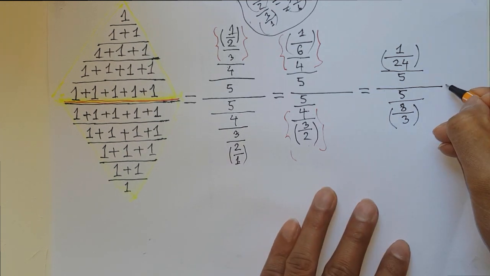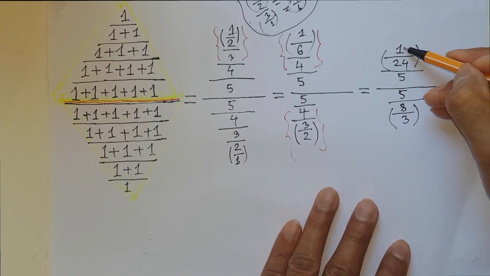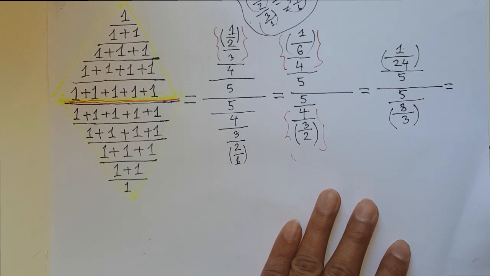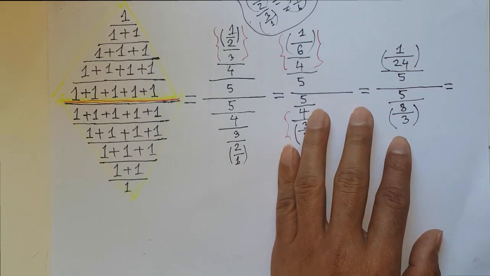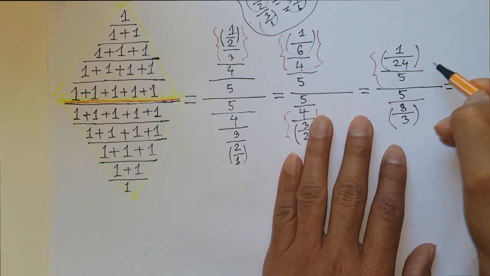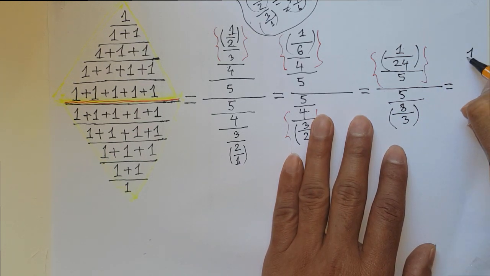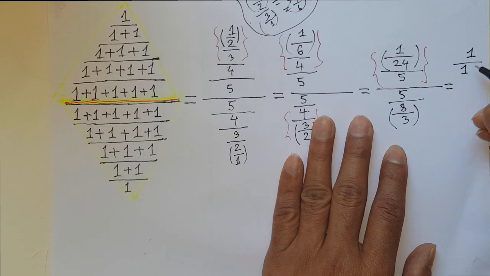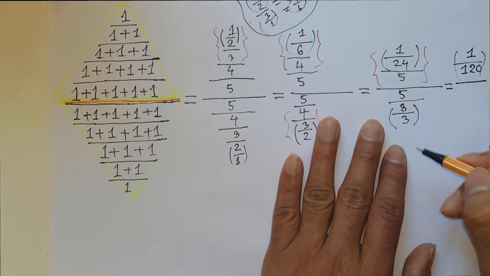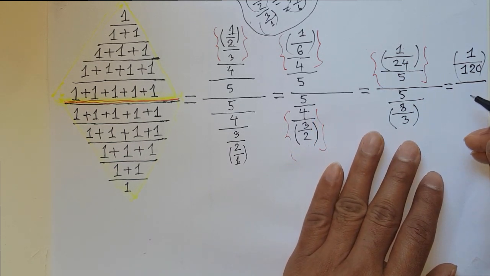In the same way, we have to consider 1 over 24 is the numerator and 5 is the denominator. In this case, if we consider only this calculation, it will be 1 over 120 divided by, this part will be 15 over 3.